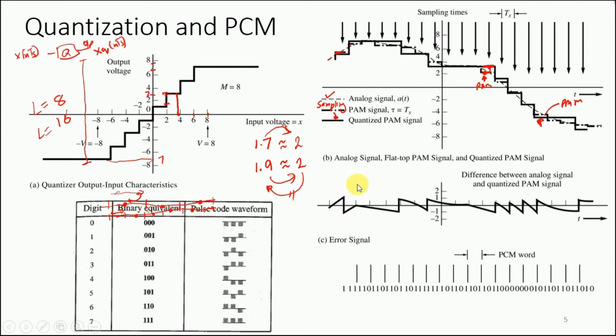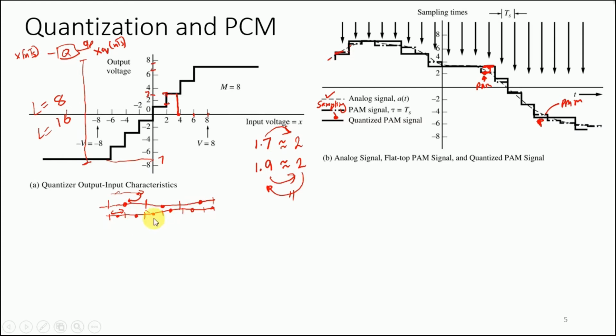Figure B indicates the quantization error, that is, the difference between the analog signal and the quantized PAM signal. You can observe that it is quite evident that we are going to have certain errors, and as mentioned, this is irreversible. Once you have made the approximation, there is no turning back. You are going to have some errors that you cannot avoid, but you can decrease this quantization error by increasing the number of levels.